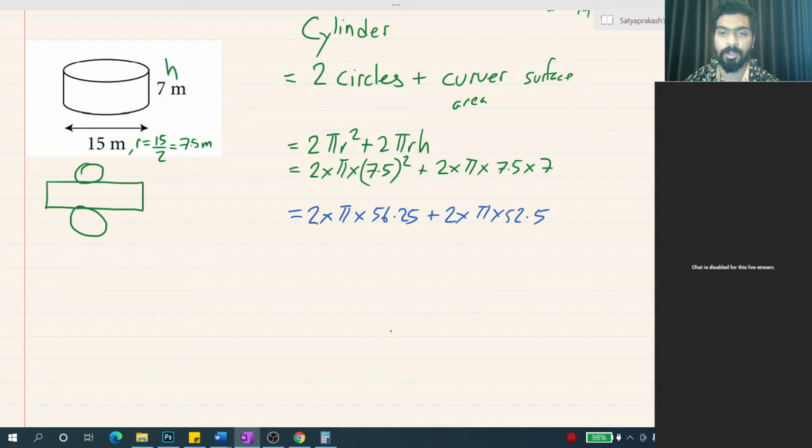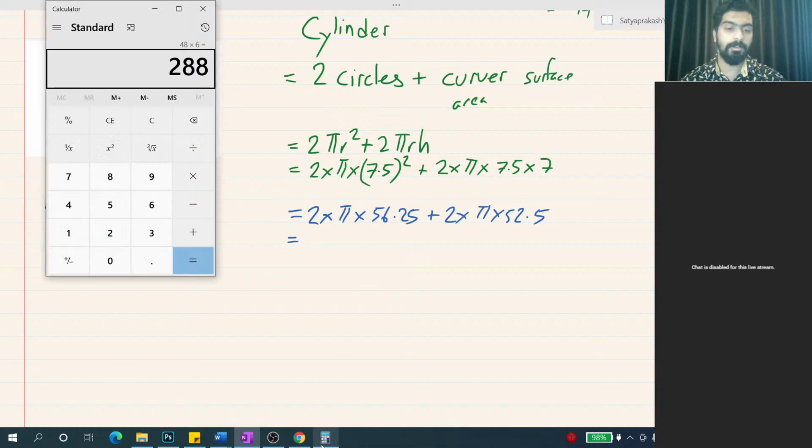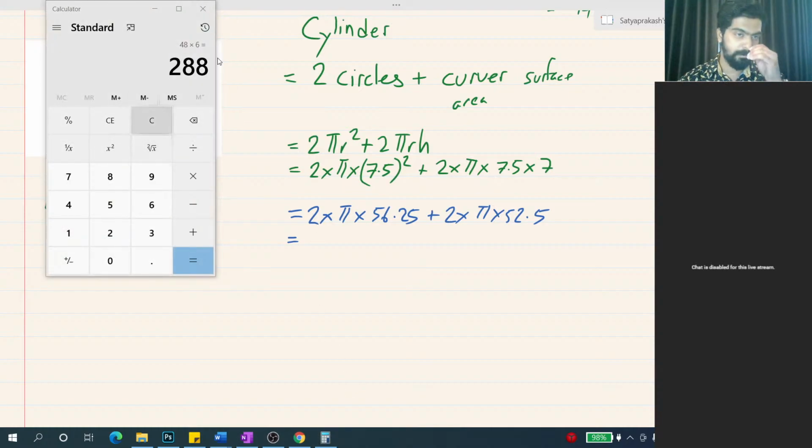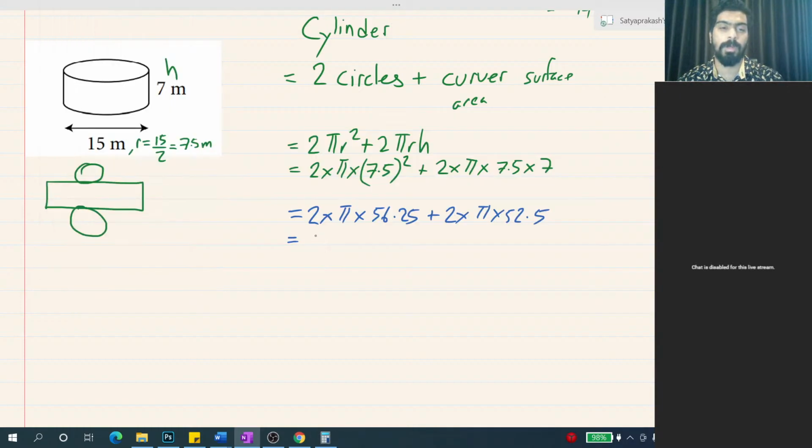52.5, right? So 7.5 times 7 is equal to 52.5. So 2 times 56.25, let's use a calculator so we don't make any mistakes. 56.25 times 2 is 112.5 pi, plus 2 times 52.5 would give us 105 pi. Right guys? 105 pi.